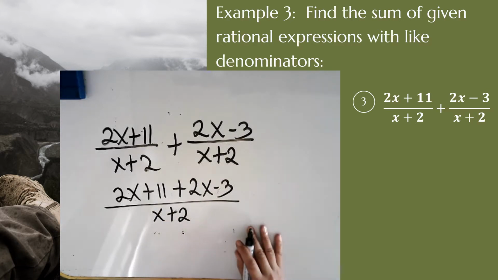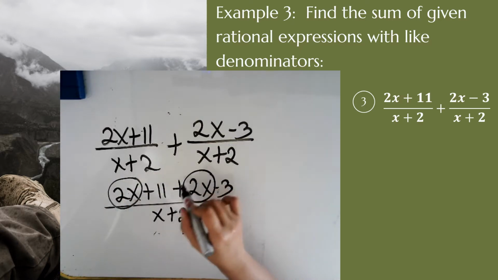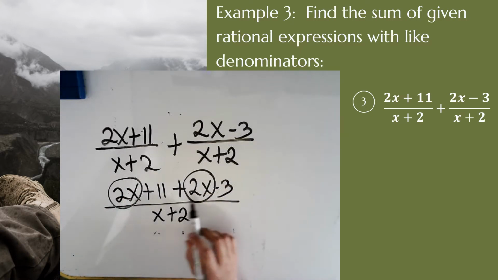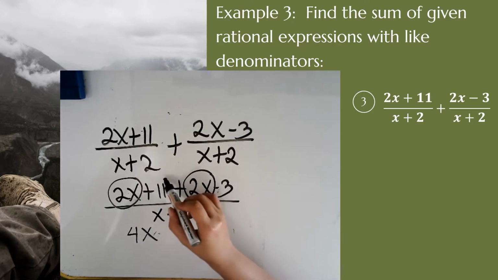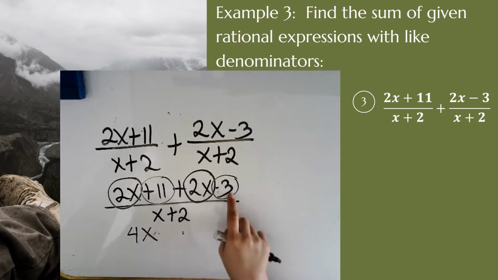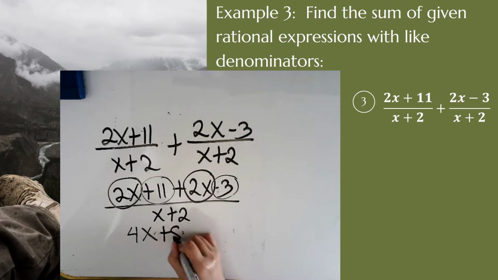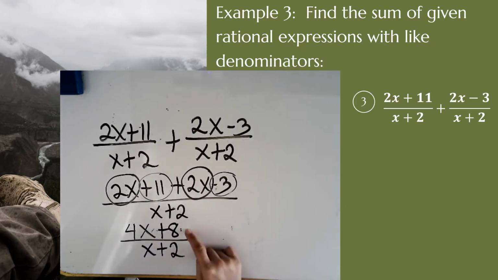And then combine like terms. So we can combine the 2x here and the other 2x. So 2x plus 2x is 4x. And then we can also combine positive 11 to negative 3. So 11 plus negative 3 is equal to positive 8. Then write the denominator x plus 2. Now we're not yet done because the numerator 4x plus 8 can still be factored.